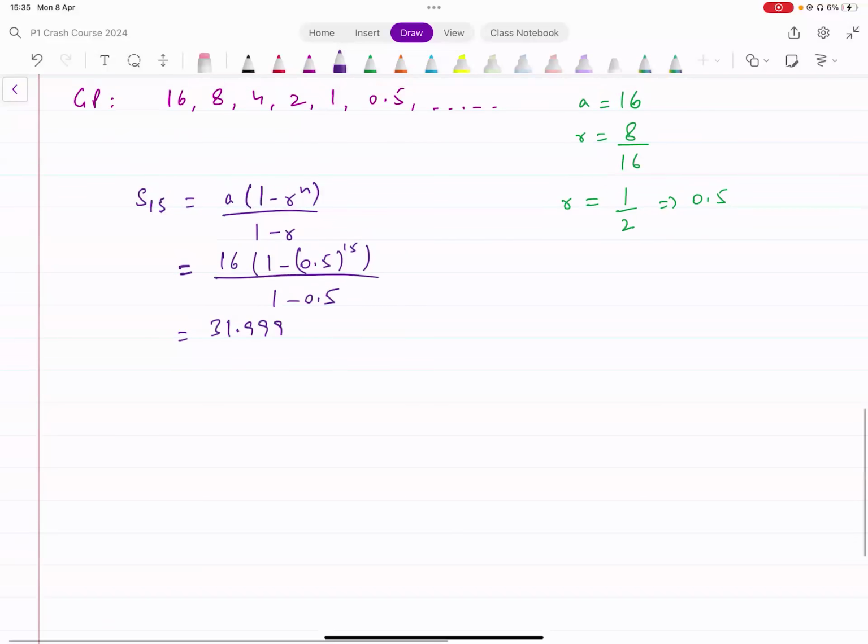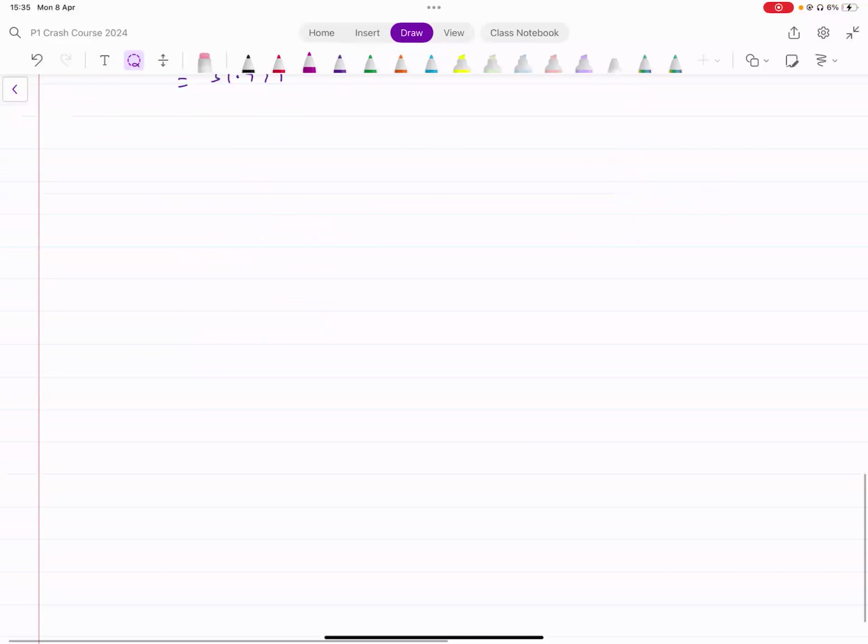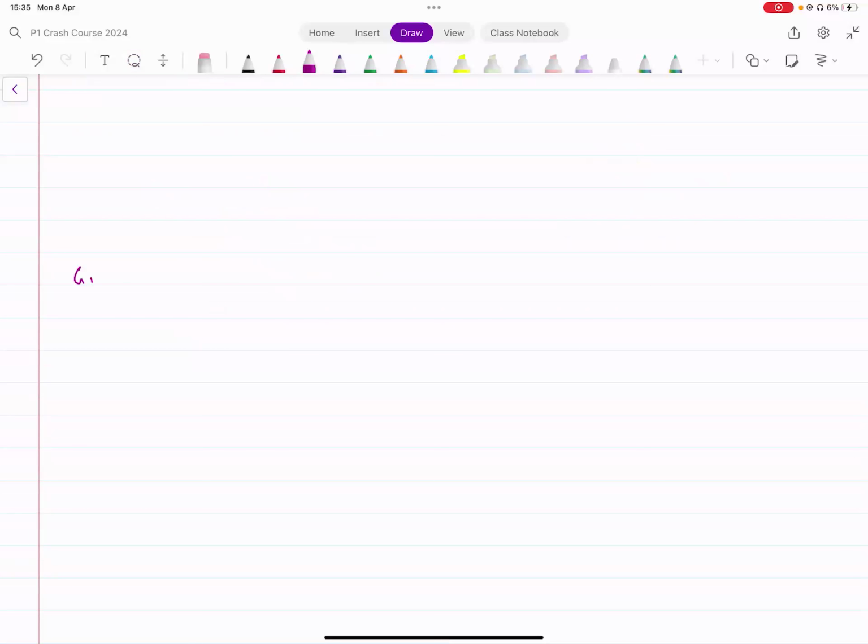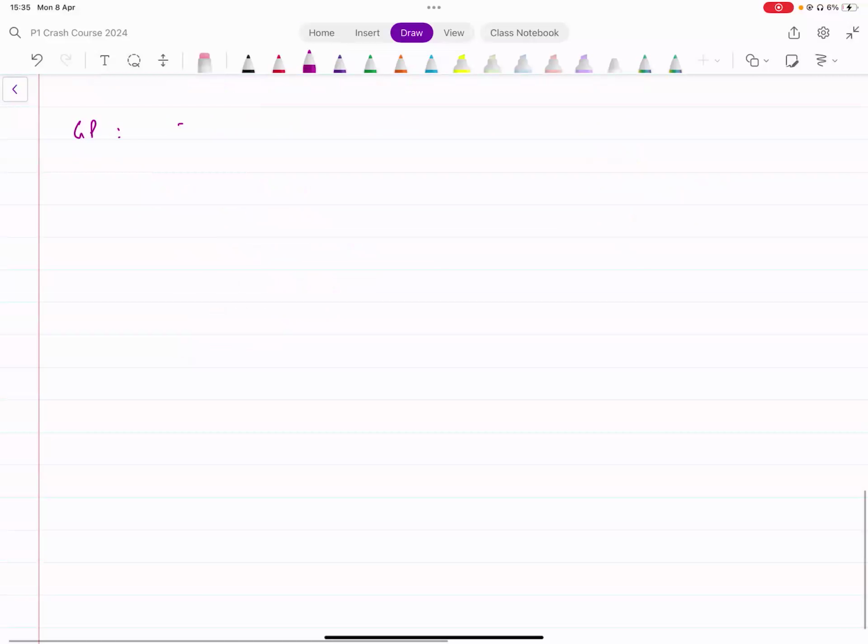Make sense? Let me write down another sequence. Let's say you have a GP and it goes like this: 2, minus 6, 18, minus 54, 162, and so on. This is also a geometric progression. What's the first term of this GP? The first term is 2.